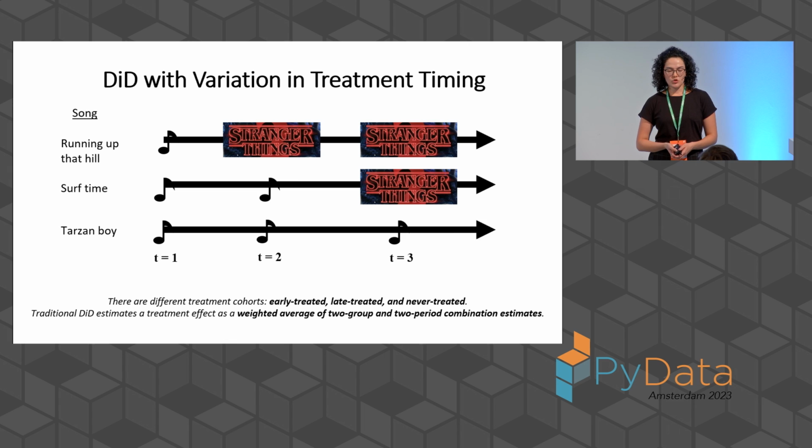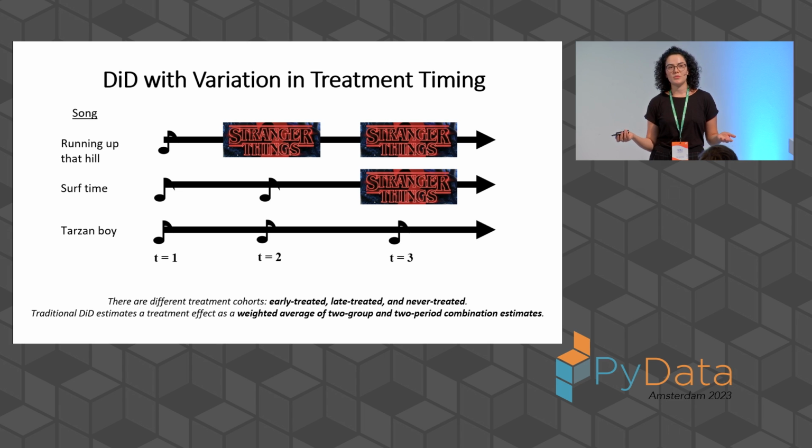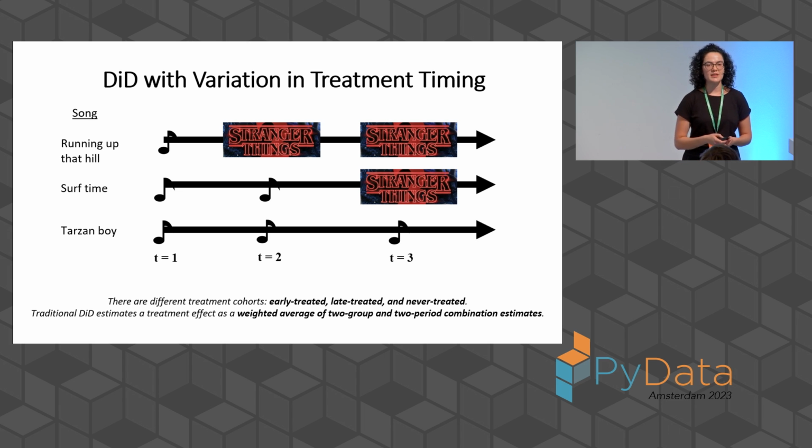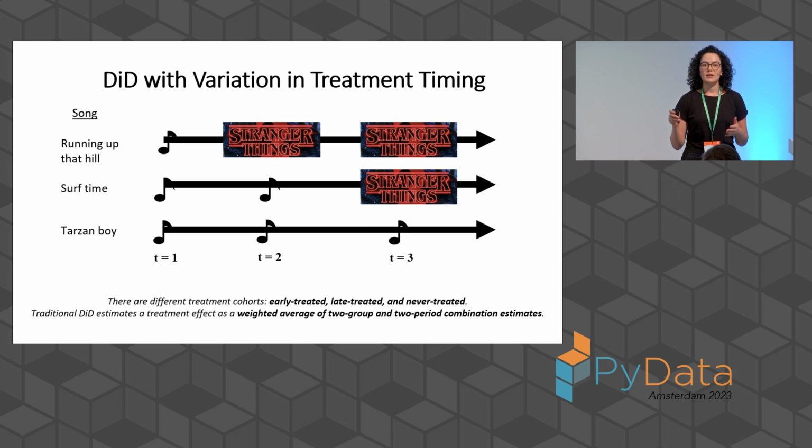And you might ask, how will a difference-in-differences estimator work in this case? Because it's not as simple as before. But what the econometricians found this estimator does in this situation is that it takes a weighted average of 2-group and 2-period combination estimates. What do I mean by this? I'll come to that.